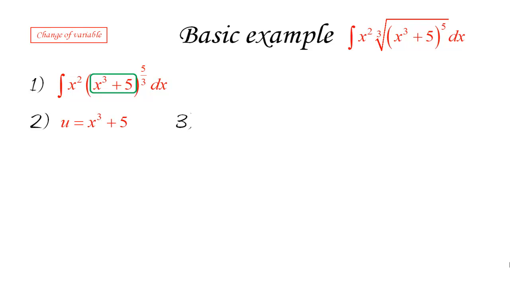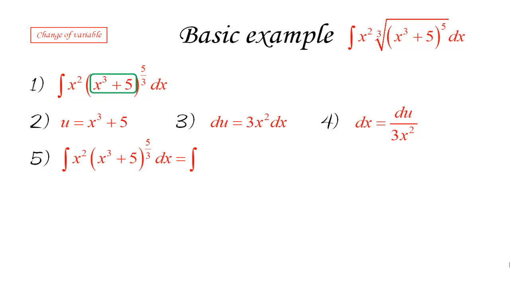Next step, we're going to compute the differential. So du is going to be equal to the derivative of x cubed plus 5, which is 3x squared, times dx. Next, we're going to compute what dx is in terms of du. So that gives us du over 3x squared. And next is the big step. The big step is just substitute all these new things in terms of these new variables into the original formula.